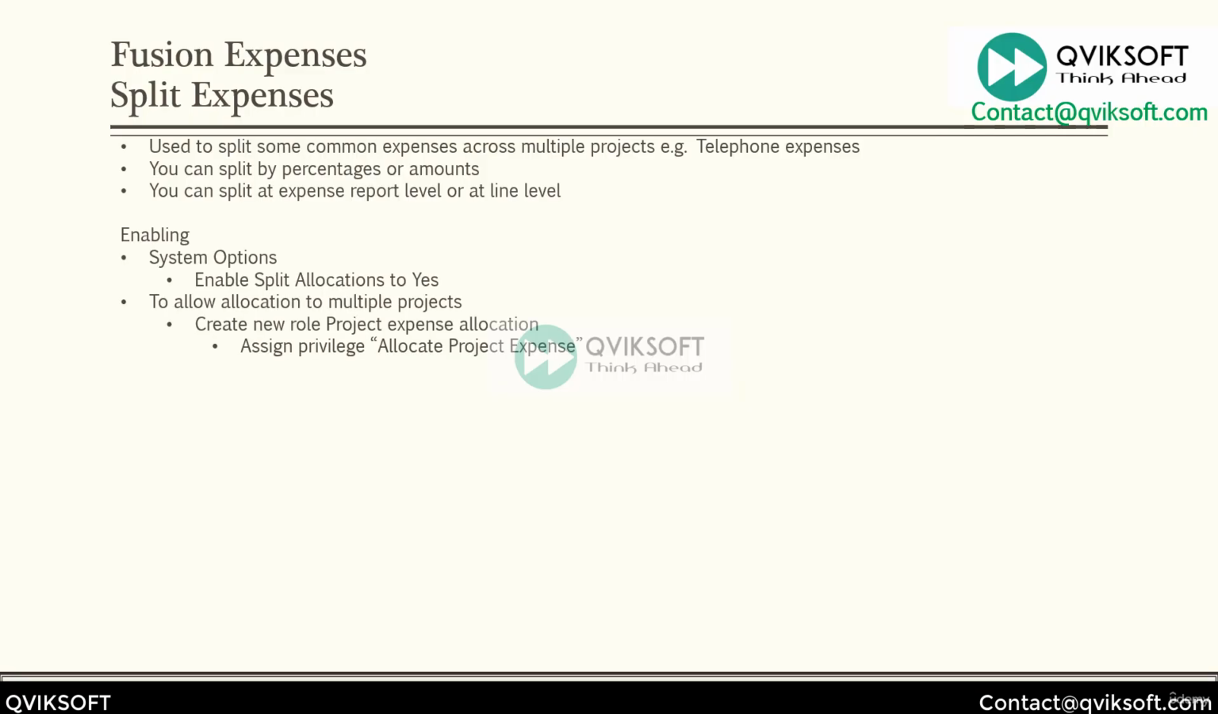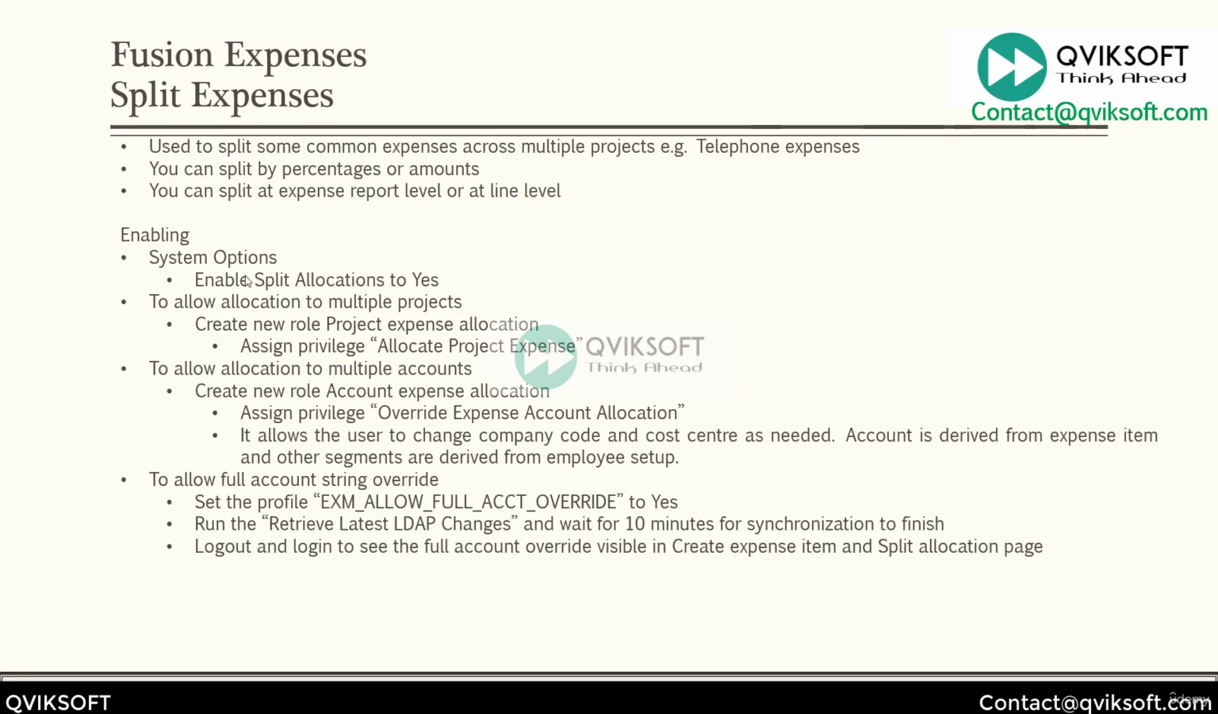You have to set split allocation to yes at entity level, either global or business unit level. If you want to allow project level split, then you can create a new role as I showed you in an example, and then assign this privilege, and assign this role only to the user who should have that. But you can also assign it to the employee role if you want this feature to be available to all. Similarly, if you want to allow expense allocation, when this account expense allocation privilege is assigned, then the user will be able to change company and cost center. These are two segments which are available to change, depending upon what is available.